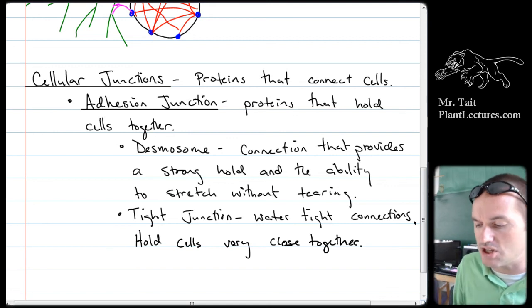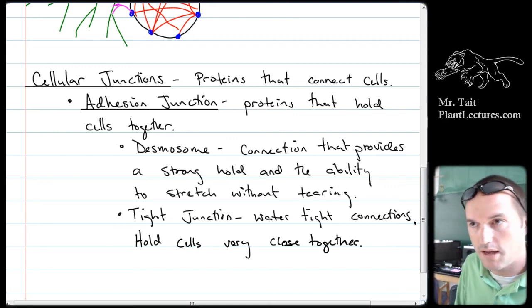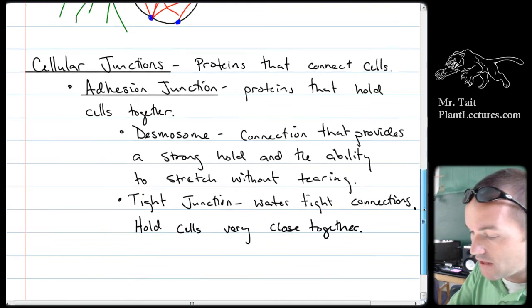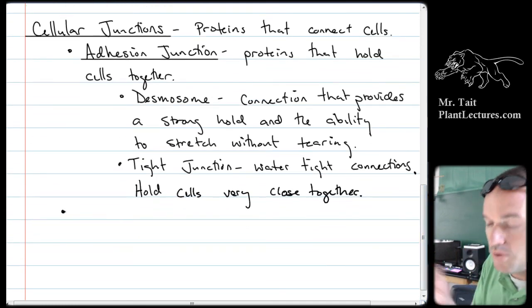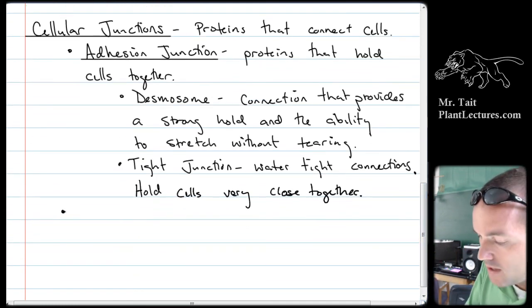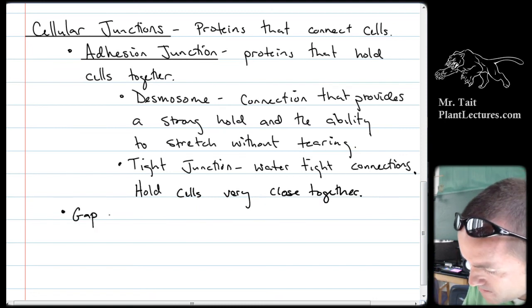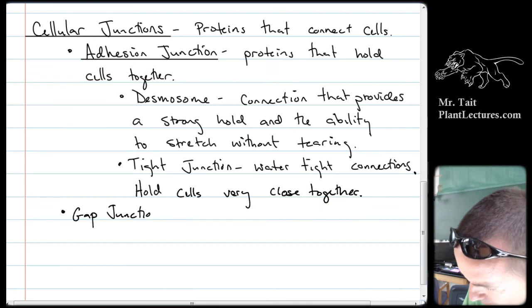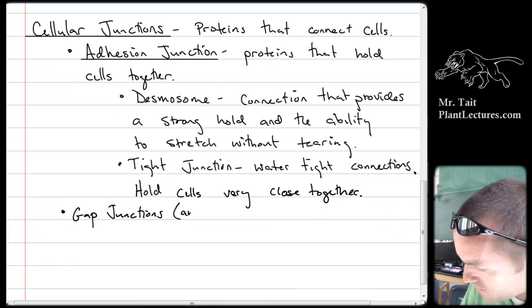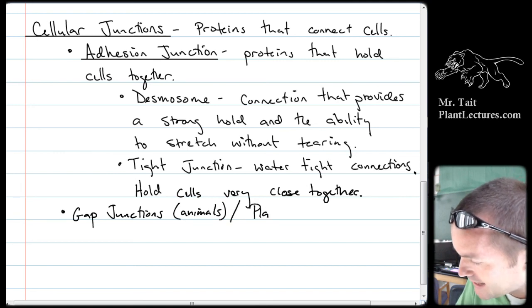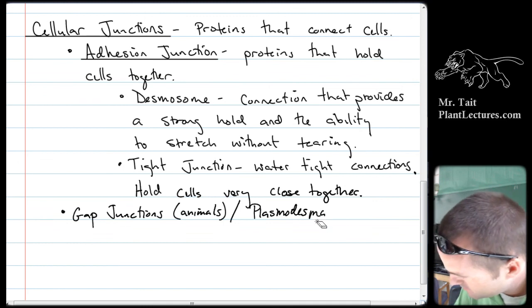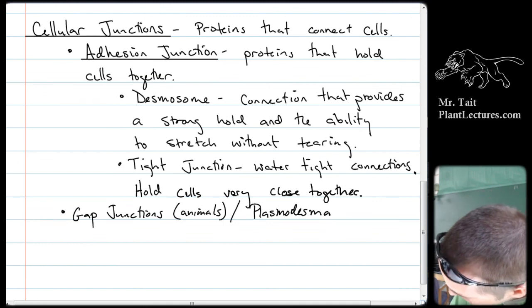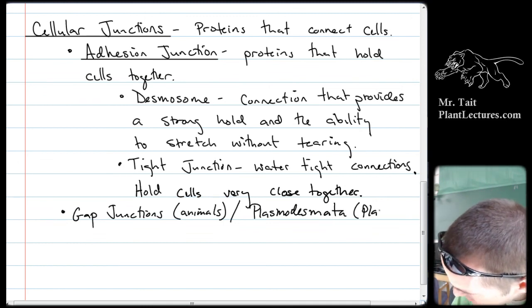What about if cells just need to talk to each other? They don't necessarily need to attach, so they don't need an adhesion junction. They just need a communication junction of some kind. So the two types of communication junctions are gap junctions, which are found in animals, and plasmodesmata, that are found in plant cells.